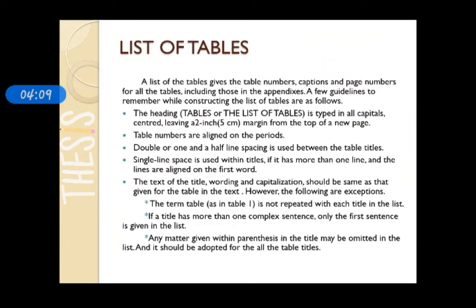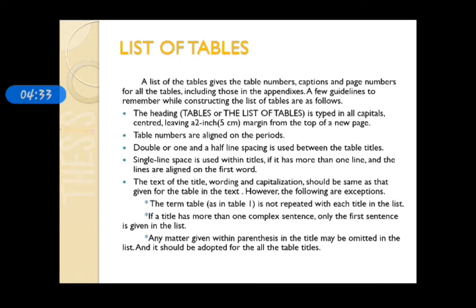List of tables. A list of tables gives the table numbers, captions, and page numbers for all the tables, including those in the appendixes. A few guidelines to remember while constructing the list of tables are as follows. The heading tables or the list of tables is typed in all capitals centered, leaving a 2-inch margin from the top of a new page.